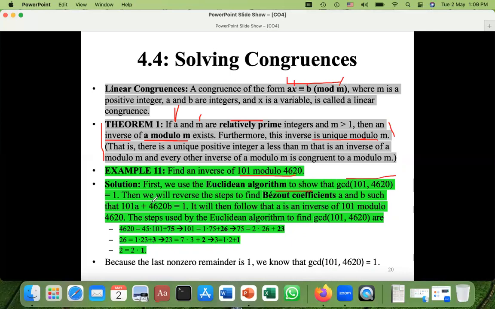So then you have to use the Bezout coefficients to find those. For example, here you have these two numbers, a and m. You can consider this m as b. So with a you will have 101a plus 4620b equal to 1. Again, the first step is the Euclidean algorithm that you will use to show that the GCD of these two numbers is 1, and then it will be sure that they are relatively prime. The next step is to find the Bezout coefficients.